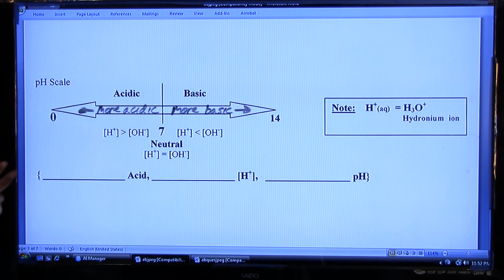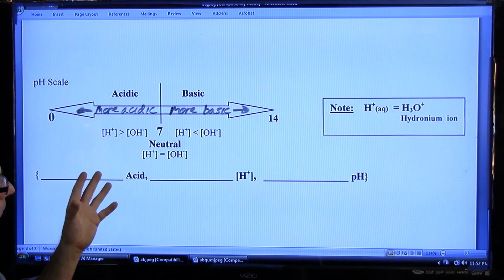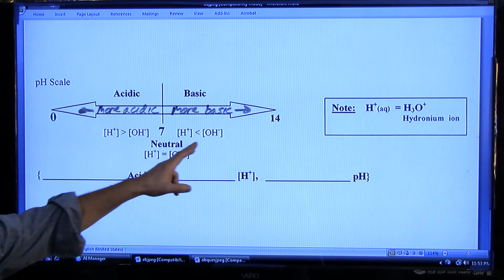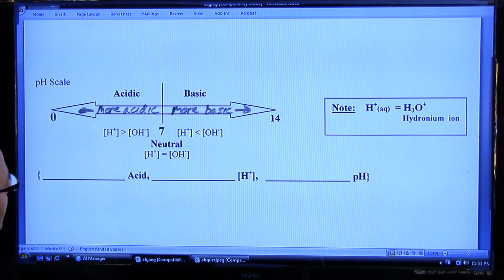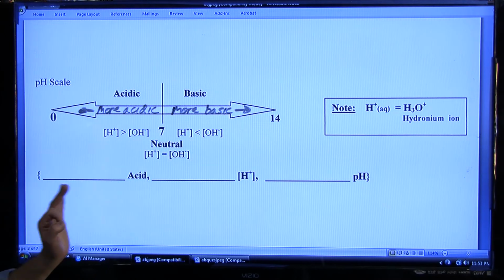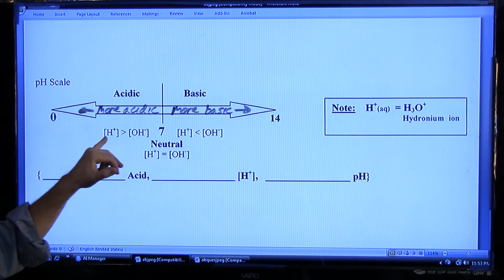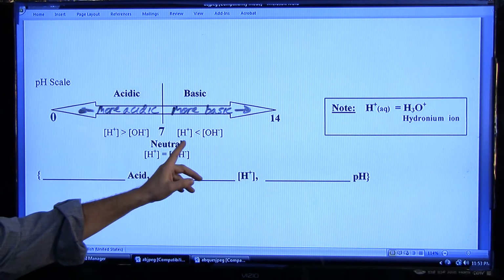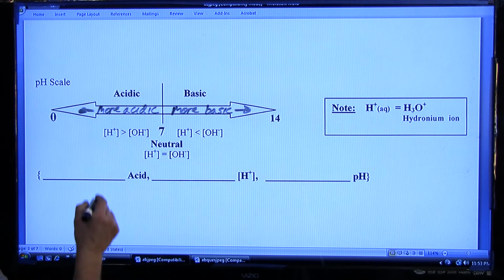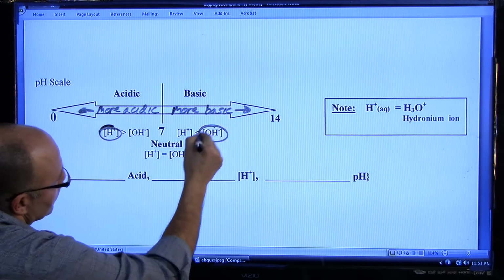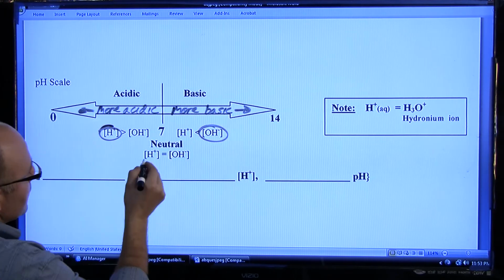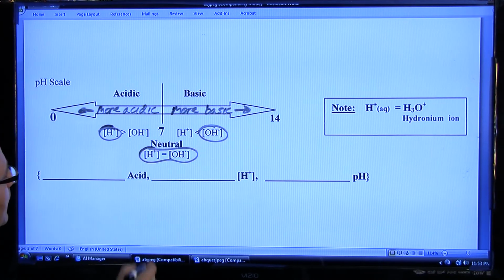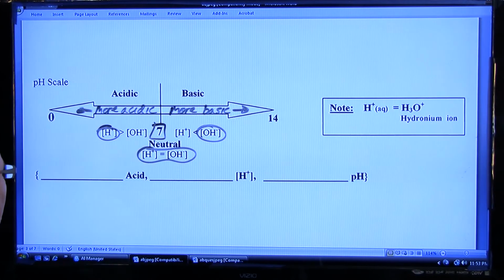And the point to be made about the pH scale is all aqueous solutions contain both of these ions, H plus and OH minus ions. A solution that's acidic is a solution that has more hydrogen ions than hydroxide ions. And a solution that's basic is one that has more hydroxide than hydrogen ions. And a solution that's neutral is a solution in which they're both equal. So 7 is your neutral point, and only 7.